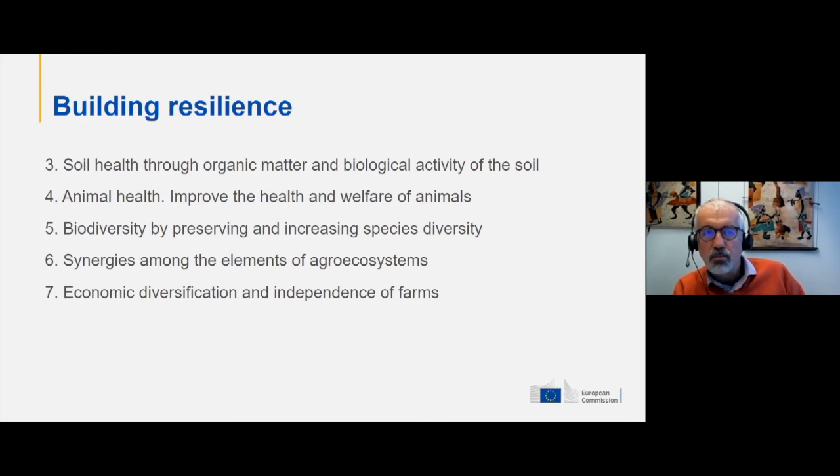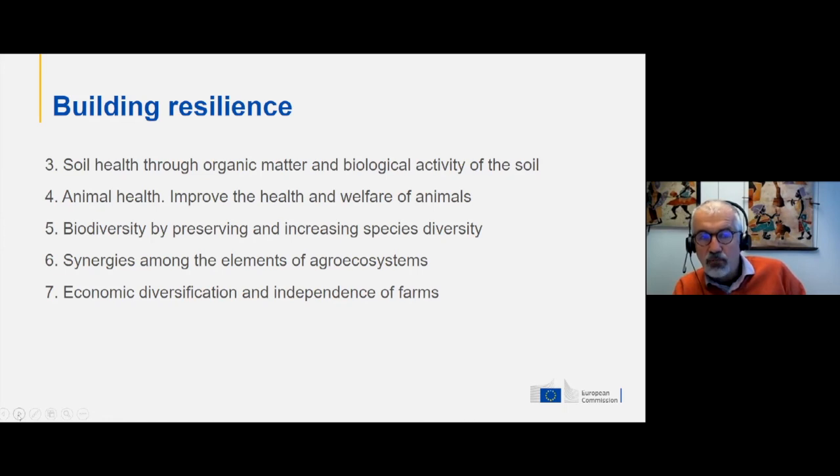Another series of principles is around the health of the soils and how you deal with organic matter, trying to recreate biological activity within that soil. Also, animal health, how we can improve the health and welfare of animals. The fifth principle is biodiversity, which allows us to preserve and increase the performance of biodiversity systems at the land, the farm, and the landscape level.